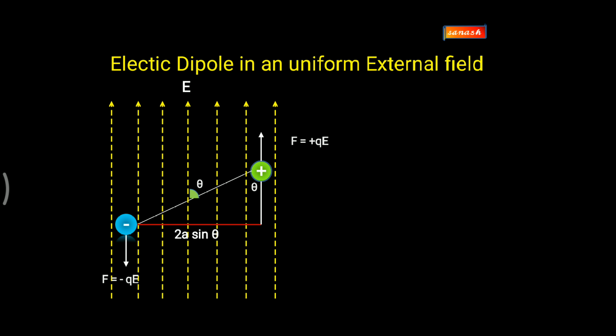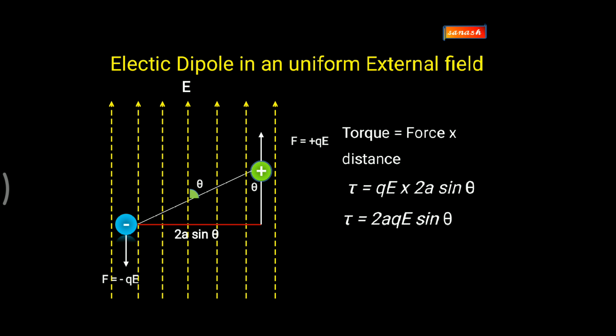Torque by definition is the product of force and the perpendicular distance between the two forces. From the diagram, the force on either charge is Q into E, multiplied by the perpendicular distance as we have calculated, which is 2a sine theta. Now just rearrange the terms, we get 2aq E sine theta.